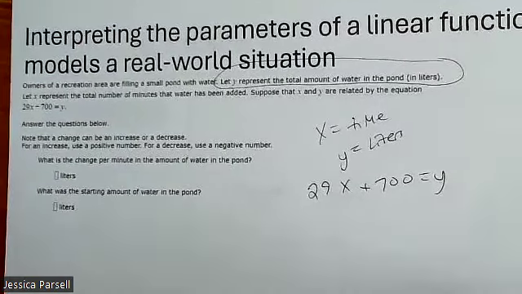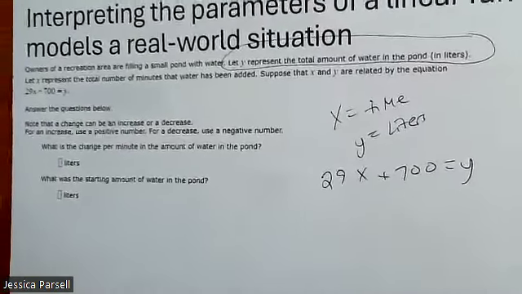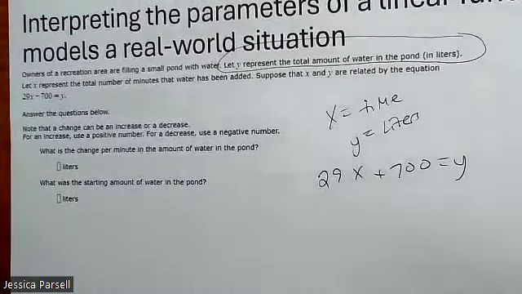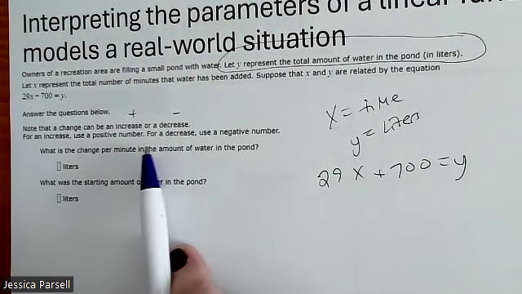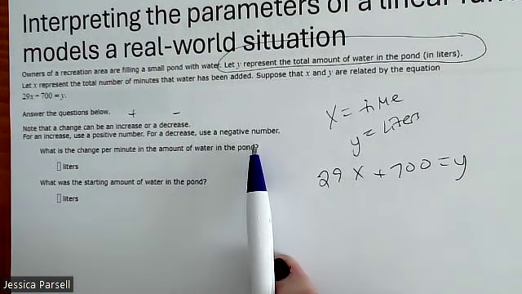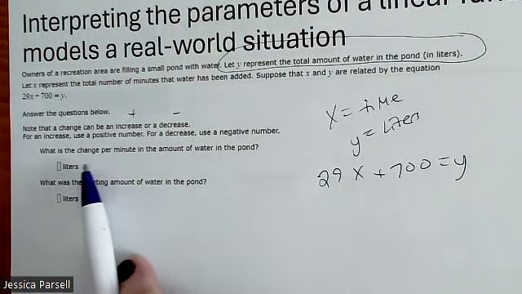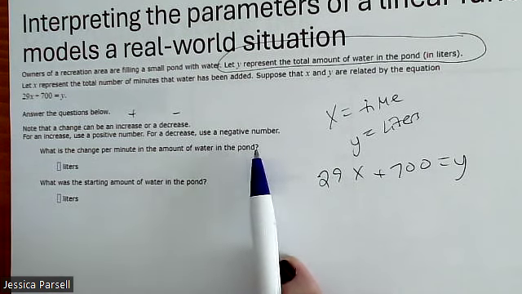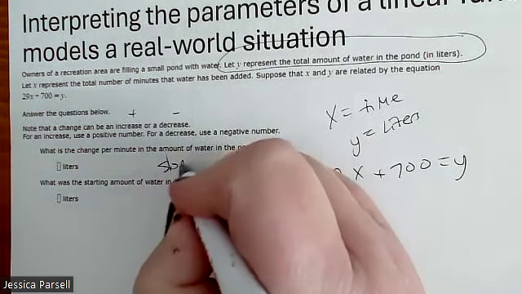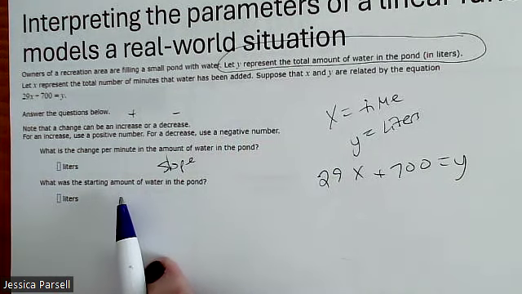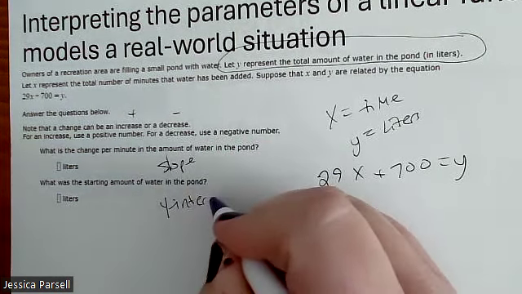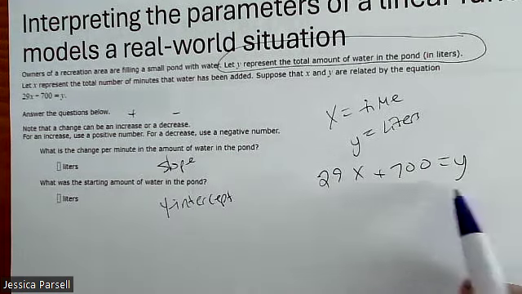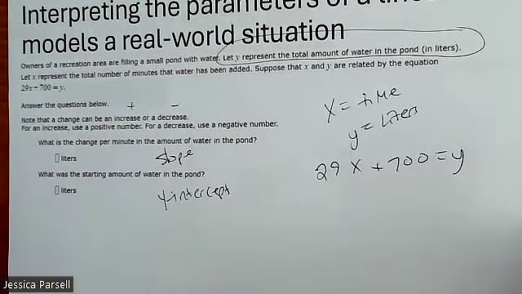Answer the questions below. Note that a change can be either increasing or decreasing, right? You could have either a positive slope or a negative slope. For an increase, use a positive number. For a decrease, use a negative number. What is the change per minute in the amount of water in the pond? That's going to be our slope. What's the starting amount of water in the pond? That's our y-intercept.